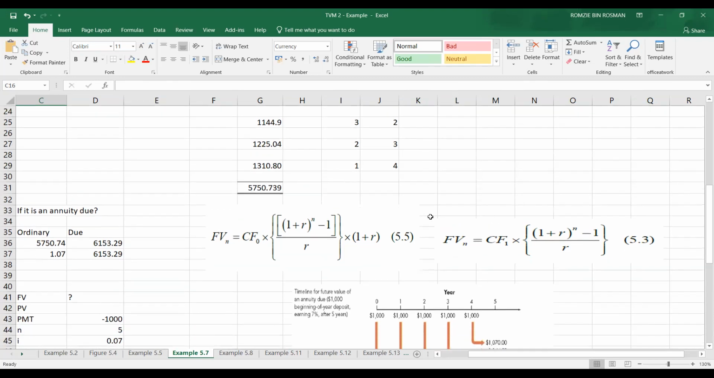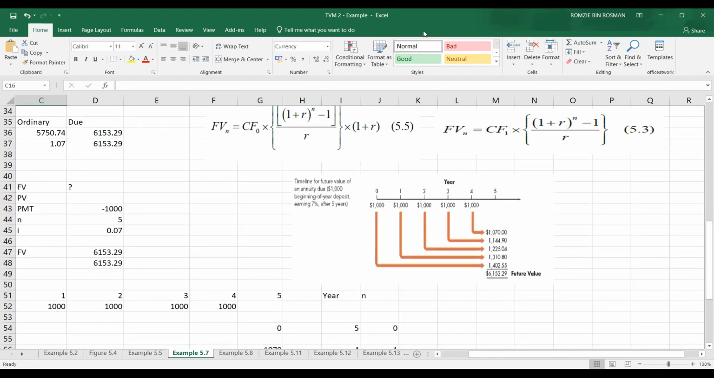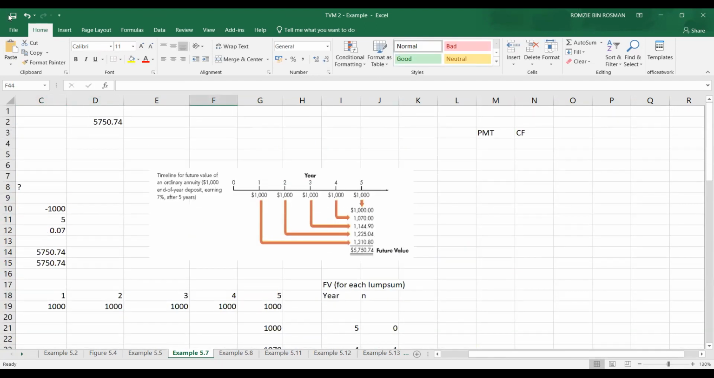If you use the Excel, where is it now? Okay, this one. What you need to do is, previously very simple, you got the answer. This answer, right? 5750, right? If this is an annuity due, what you do is this times what? 1.0. So you will get. Okay, and that's the formula. You calculate already, right? Then you times 1 plus 5.